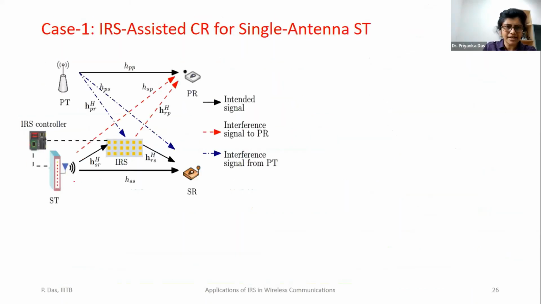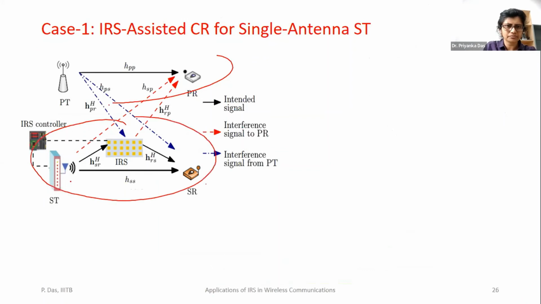There is an IRS, there is a secondary transmitter, a secondary receiver. This is my primary network. This is my secondary network. The IRS is there to help the secondary communications. And of course, there are interference links from the IRS to the primary receiver, from the primary transmitter to this, and so on.